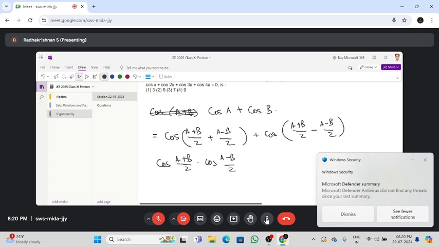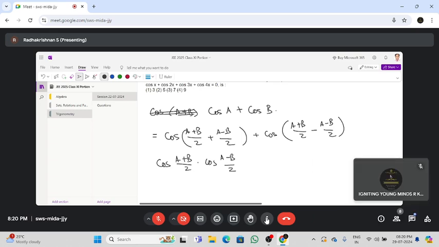So A equal to A plus B by 2 plus A minus B by 2, and B equal to A plus B by 2 minus A minus B by 2. Okay, using this concept, cos of x plus y is cos x cos y minus sin x sin y.